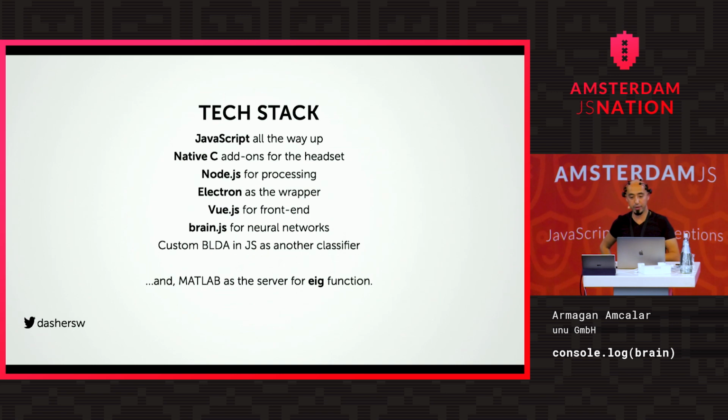Again, everything is implemented in JavaScript all the way up. We have native C add-ons for the headset. If you know already, you can write native C code and compile it so that you can require it and use it in JavaScript. This headset doesn't really give you raw data. It's actually also encrypted. So some nice people on GitHub reverse engineered it and made it open source. It was available in C, so I wrote wrappers for it for Node.js so that you can stream data to Node.js. Then I use Electron as a wrapper so that I bring Node.js and the browser together, and I use Vue.js on the front end.